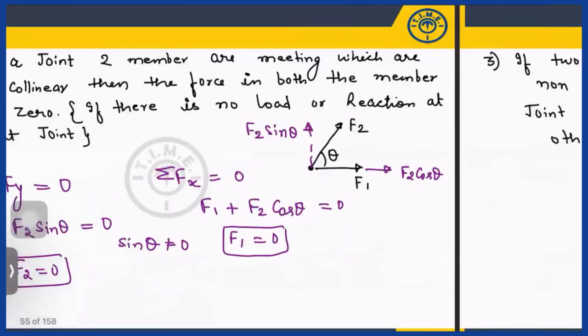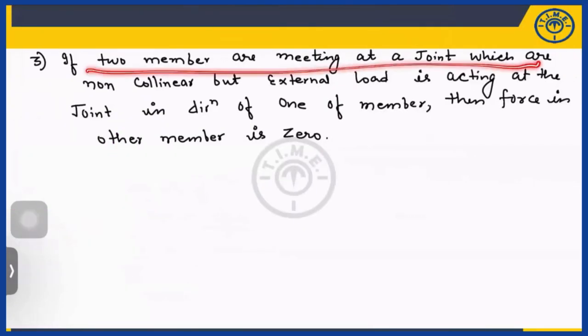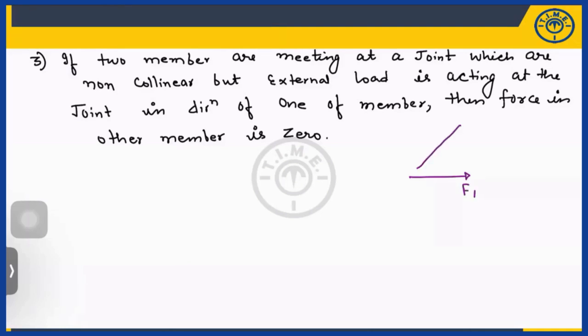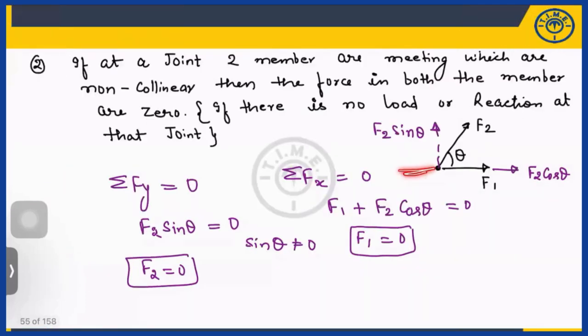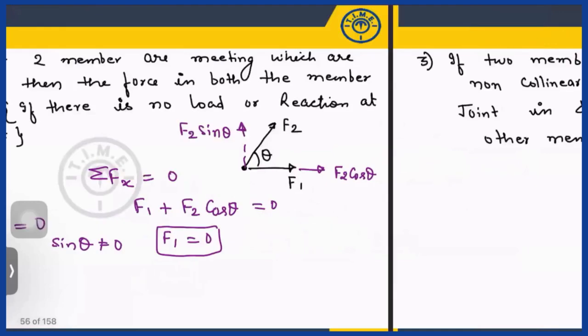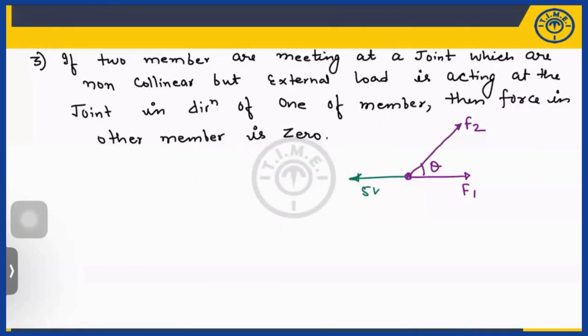Now the next point will be, if two members are meeting at a joint which are non-collinear, but external load is acting at that joint. What does it mean? For example, two members are meeting. Let us suppose this is F1 and this is F2. They are meeting at this particular joint, making an angle of theta. Now at this joint, I had taken no external load. Now, if I consider there is an external load, let us suppose this is 5 kilonewton.